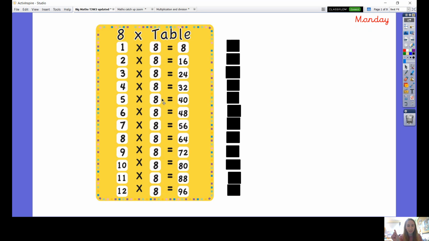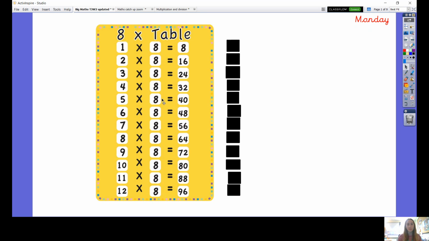So we're going to say the whole calculations in order with our 8 times table. So 1 times 8 is 8. 2 times 8 is 16, 3 times 8 is 24, 4 times 8 is 32, 5 times 8 is 40, 6 times 8 is 48, 7 times 8 is 56, 8 times 8 is 64, 9 times 8 is 72, 10 times 8 is 80, 11 times 8 is 88, and 12 times 8 is 96.